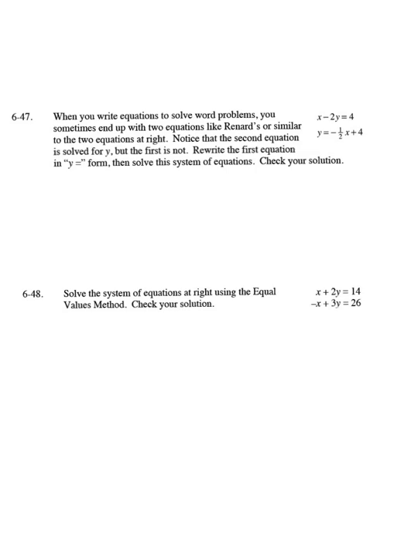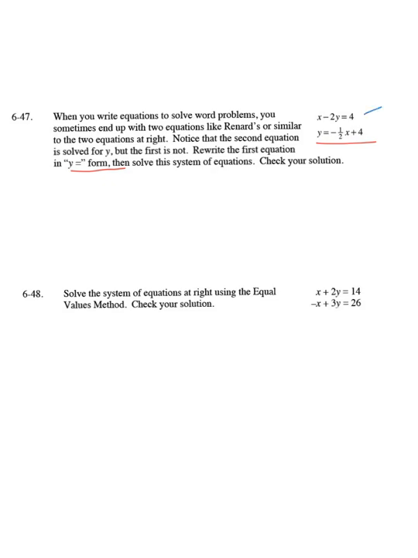What we're doing here is the equal values method. So they even kind of give you a hint here where they show you that you need to get it to y equals form for both of them in order to solve for one of them. So one of them's already in that form. You have to get the other one into y equals form.